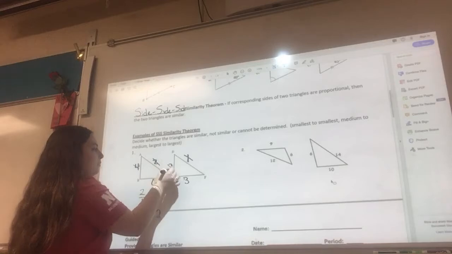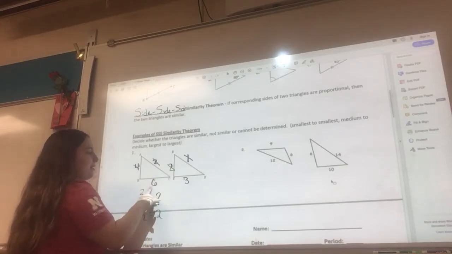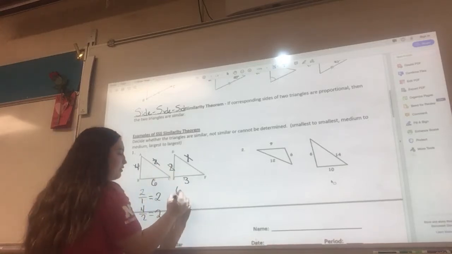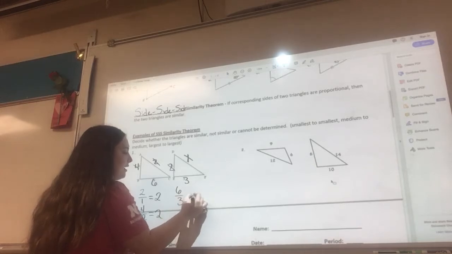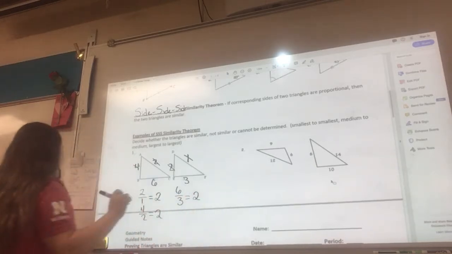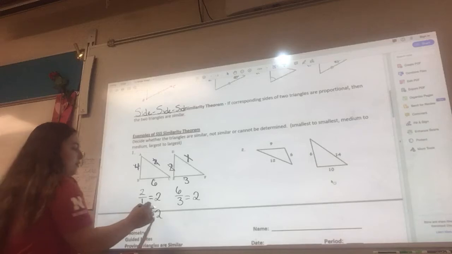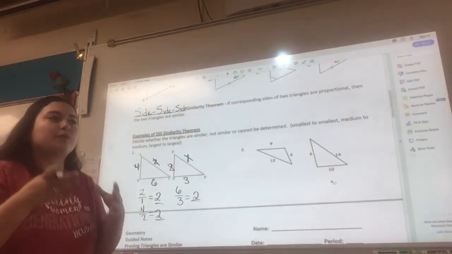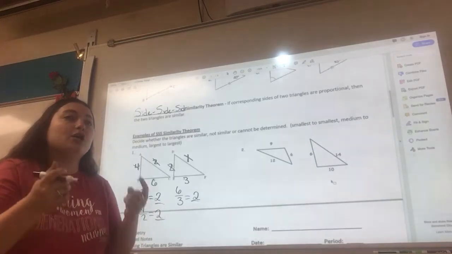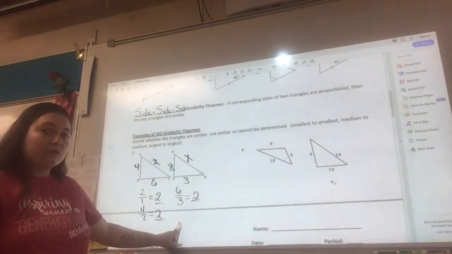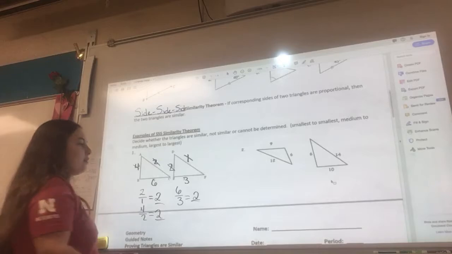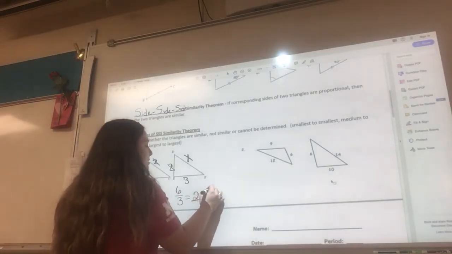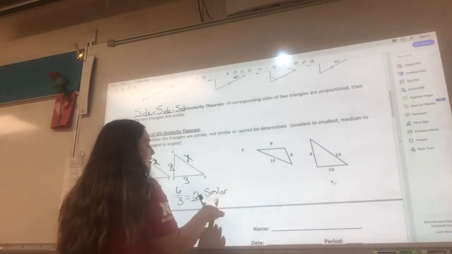So now we have to do the largest. And we see 6 and 3 is what's left over. So we go 6 over 3 and we see that the answer is also 2. Well, sweet. 2, 2, and 2. Again, what it says is when all proportional ratios are the same, you have a scale factor of 2, and they're all similar. So these two are similar due to the side, side, side similarity theorem.